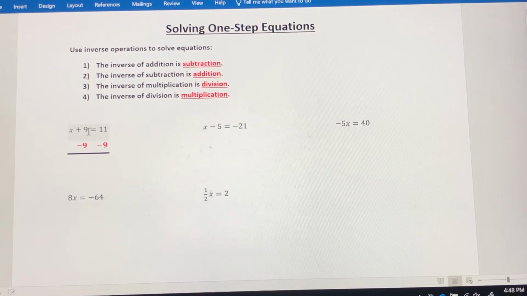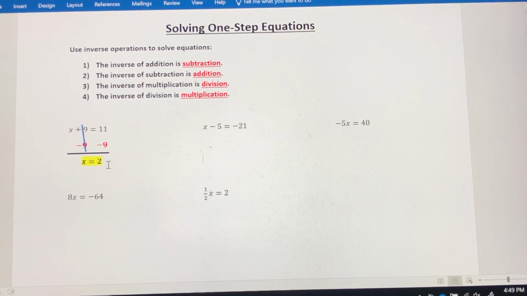So now what I want to do is I want to combine these, all right? And I want to simplify that. Well, those cancel out, okay? Because 9 and negative 9 combine to get 0. And that's isolated x. It's got an x by itself over here. Well, on the right side, I simplify. I've got 11 minus 9, and that gives me 2. So my answer is x equals 2.